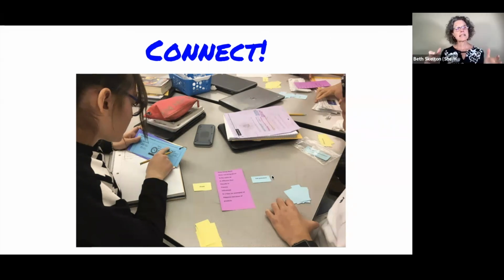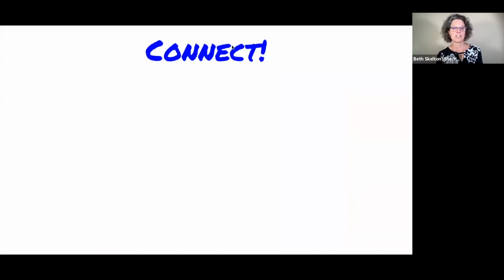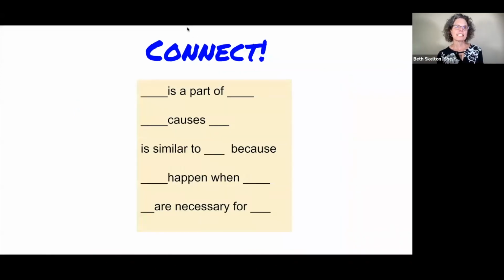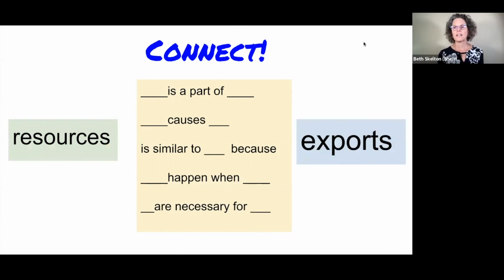And if they're from the same story, there should be a connection too. So some teachers like to add connecting phrases in between, so that I could connect resources to exports if I was learning something in social studies, in a trade unit. So how do I connect? And I might provide some possible connection phrases for the students.